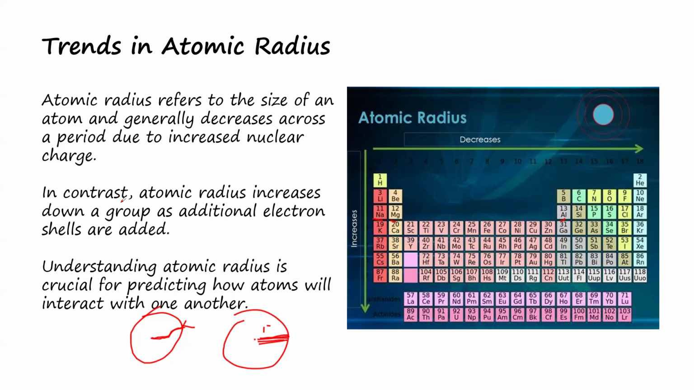In contrast, atomic radius increases down a group as additional electron shells are added. So you see the atomic radius increases down the group. Why? Because you are increasing the number of shells as you move down the group. Lithium has two shells. Sodium has three shells. Potassium has four. Rubidium has five. Cesium has six, while francium has seven. So as you move down the group, the number of shells increases while the number of outer electrons stays the same. That is why the atomic radius increases down the group.